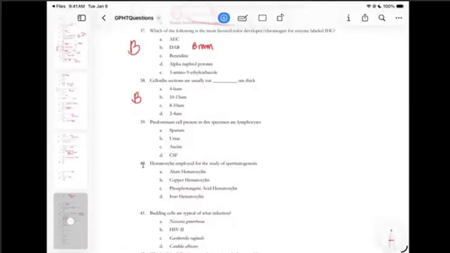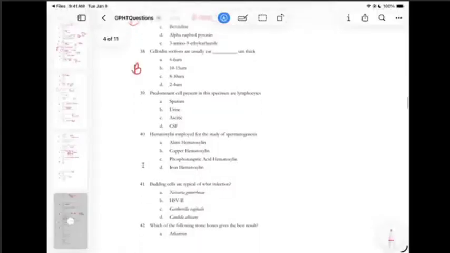Number 39, what is the predominant cell present? So in this specimen, it says here lymphocytes are the predominant cell. Among the choices, which would have abundant lymphocytes? It would be your CSF. Sputum is the one with alveolar macrophages. CSF, you would find there the presence of lymphocytes. Number 39, letter D.